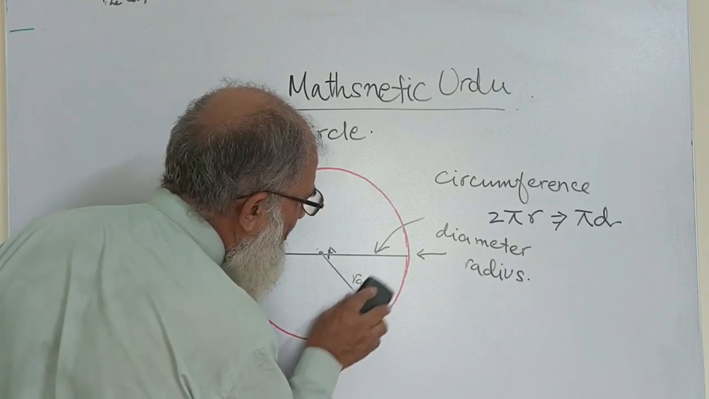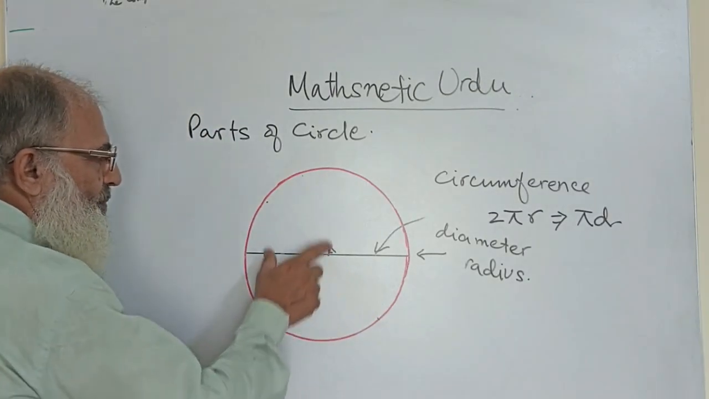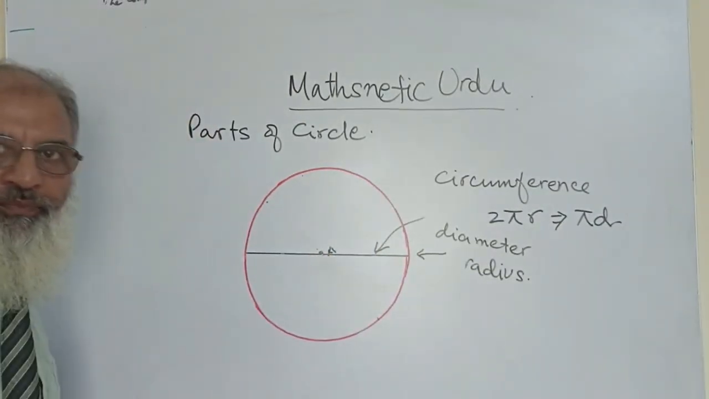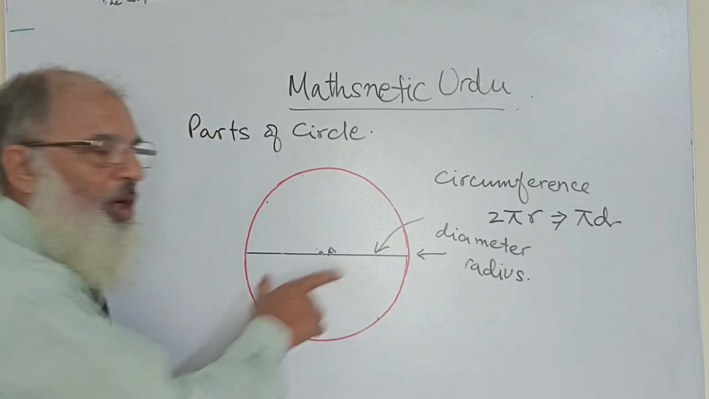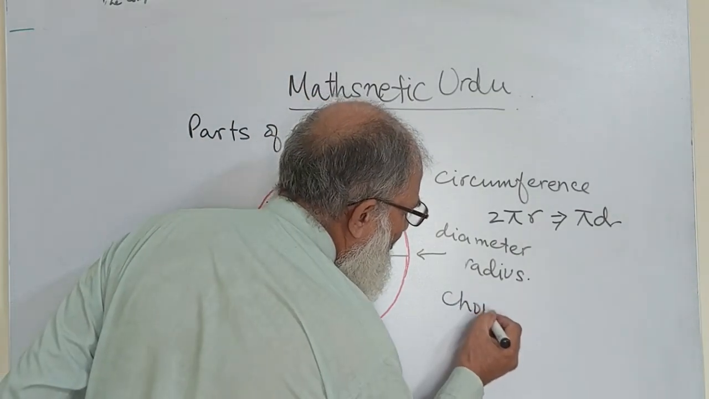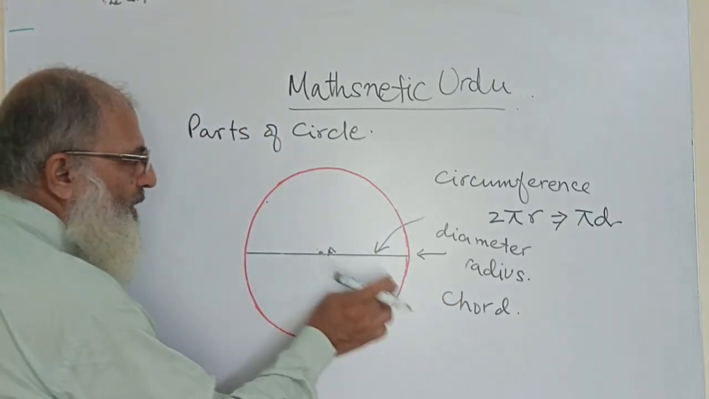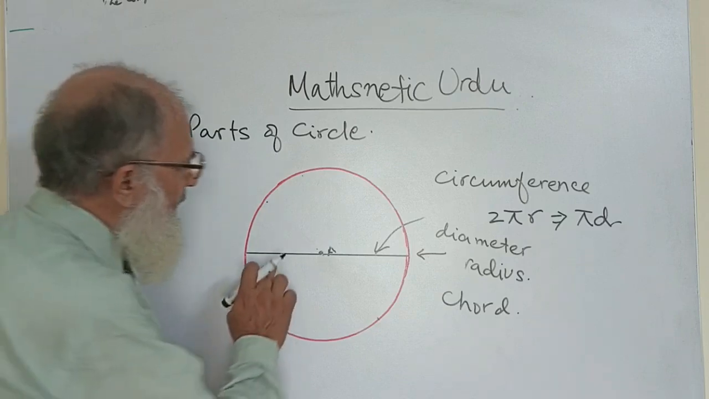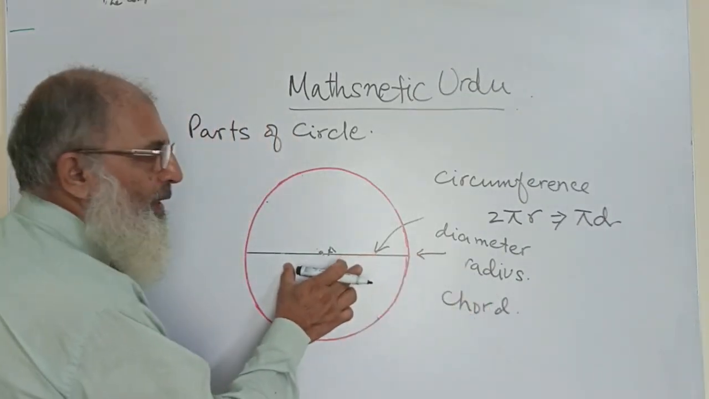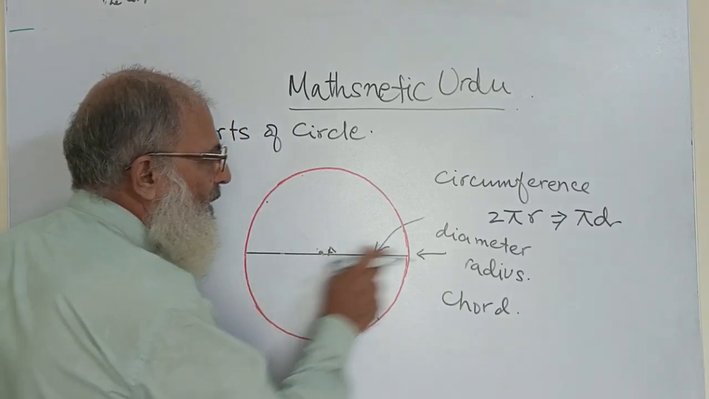Now, some more parts. You see that this, let me rub this first. This diameter is bisecting the circle into two parts. When I say bisect, that means the upper half and the lower half are equal. Now this is also called a chord. Now there is only one chord which is also the diameter, and the chord which is the diameter is drawn before you because it is passing through the center point P. It is the only chord in a circle which passes through the center point P, and it is also called the diameter.